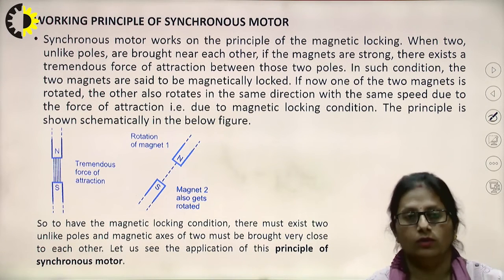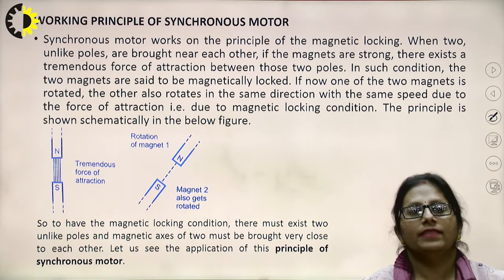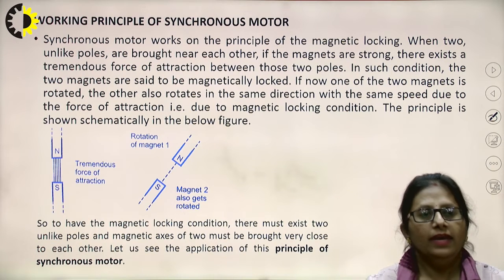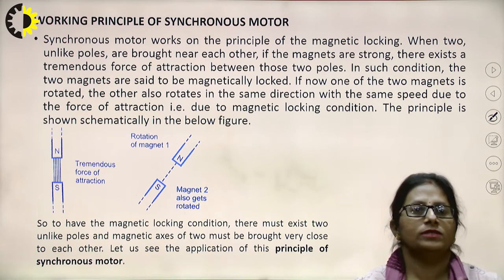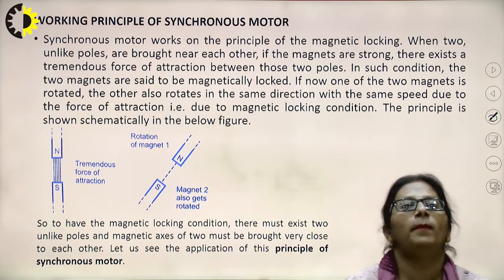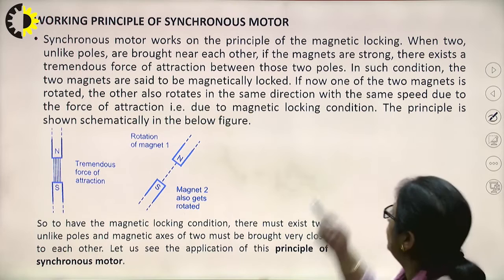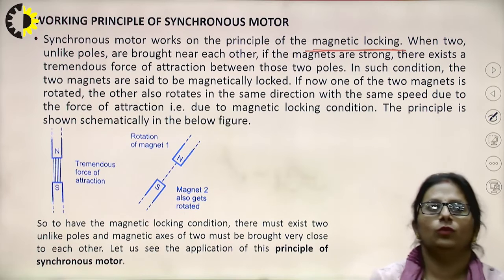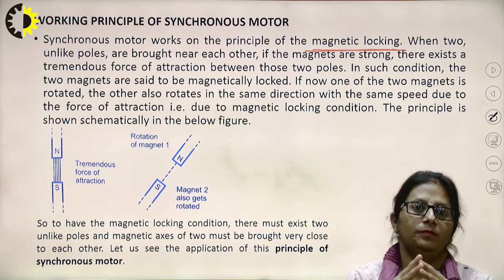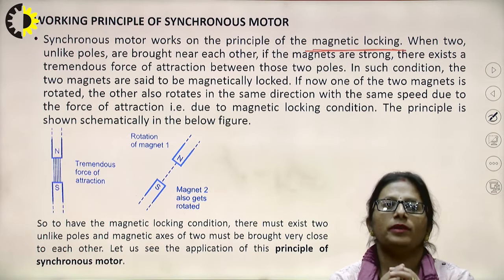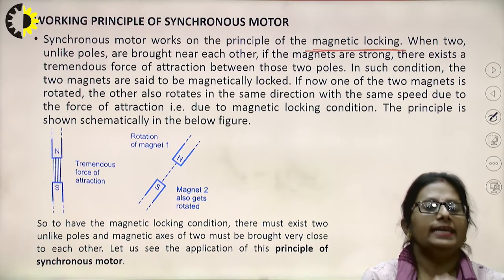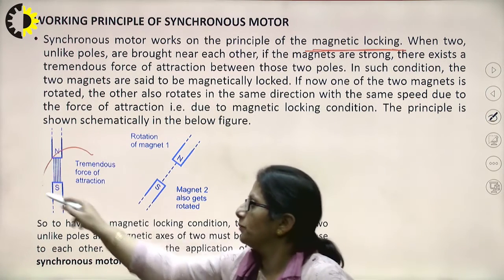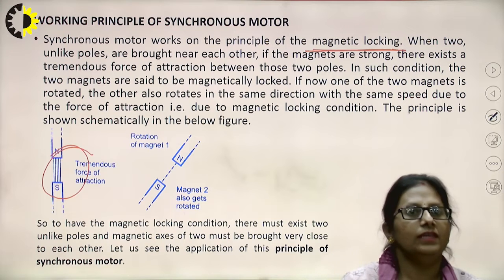How does this motor work? If both of the supplies are given, then how will the rotation of the rotor be achieved? The working principle of a synchronous motor is magnetic locking. And what do we understand by magnetic locking? This is simple to understand: whenever two unlike poles are brought near each other, if the magnets are strong, there exists a tremendous force of attraction between these two poles. In such a condition, the two magnets are said to be magnetically locked.